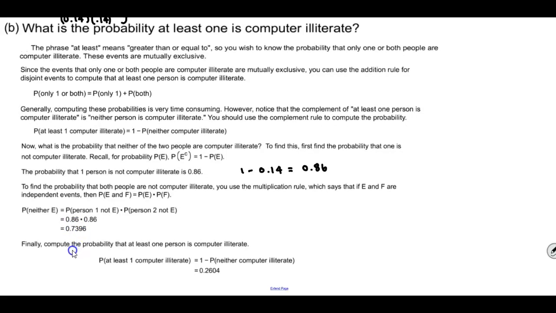And then finally, what we're going to do is compute the probability that at least one person is computer illiterate. So the probability of at least one computer illiterate is taking 1 and then subtracting our result, which is 0.7396, which represents that neither are computer illiterate. So 1 minus 0.7396 gives us a result of 0.2604.